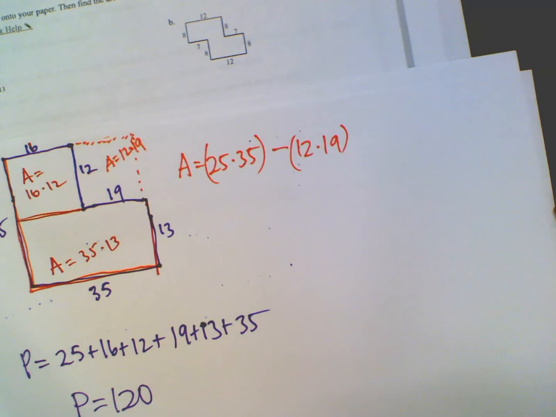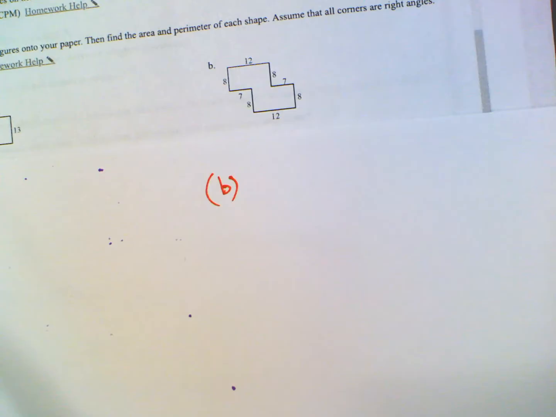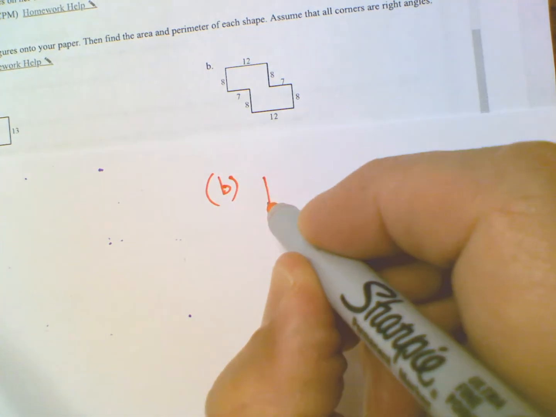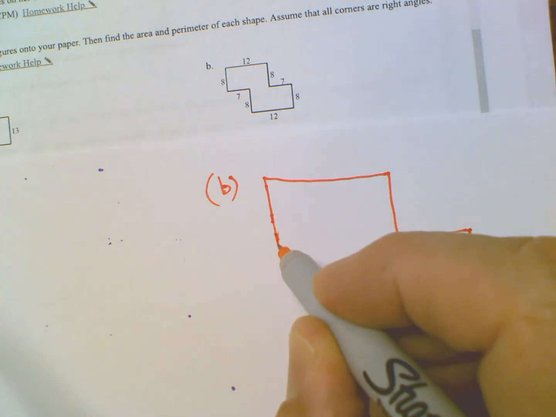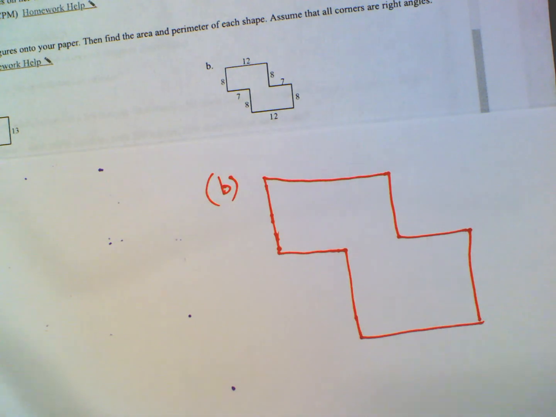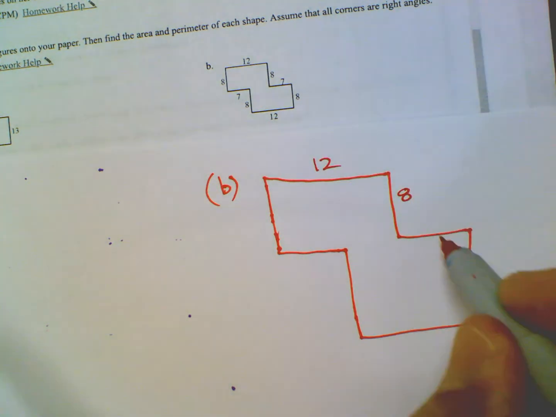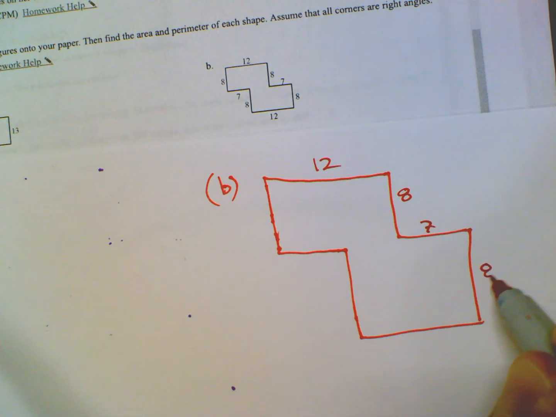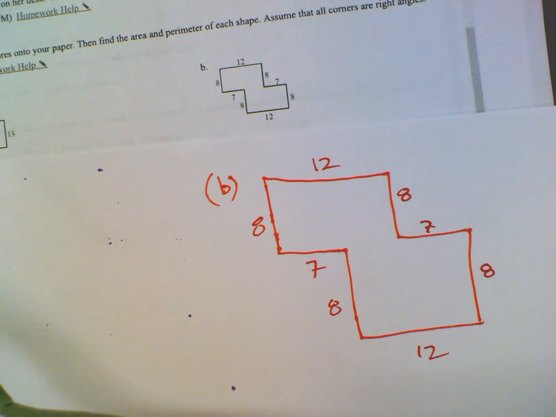All right, so then let's look at B. B would be looking at this figure, and I'm going to draw that real quick so we have it as a larger shape that I can draw on. All right, so there's my little S or something, or a Z. So that's 12, that's 8, that's 7, that's 8, 12, 8, 7, 8 is what they've got labeled.